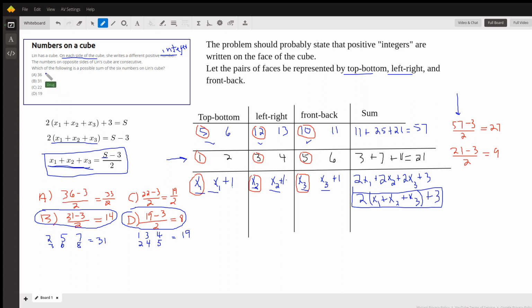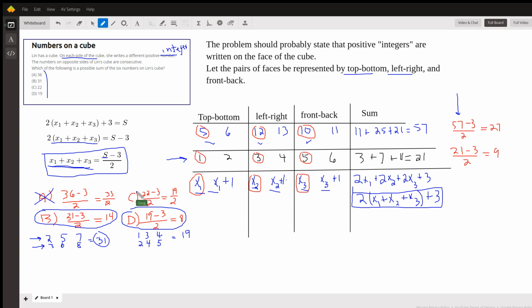Okay, so now we'll try each of these in turn. If I use 36 for the sum, 36 minus 3 is 33 divided by 2. This is not an integer. So 36 cannot be the sum, assuming we're putting integers on the faces of the cube. B looks like it works. 31 minus 3 is 28. 28 divided by 2 is 14. So for example, if you have integers 2, 5, and 7, that adds up to 14. So the opposite faces would have 3, 6, and 8. You add all those up, you get 31. So it looks like 31 is a possibility.